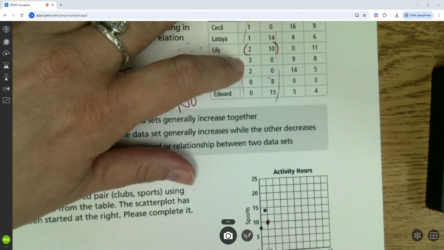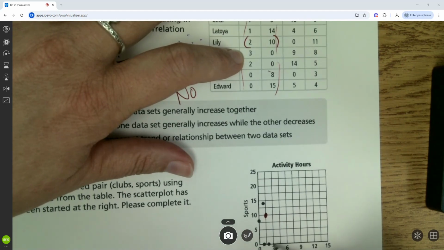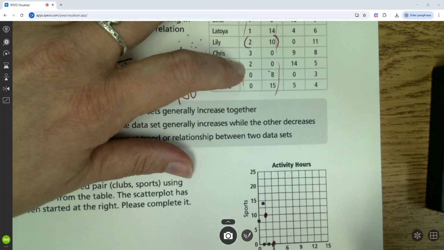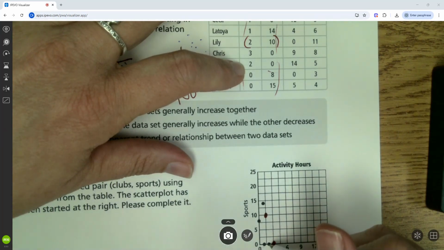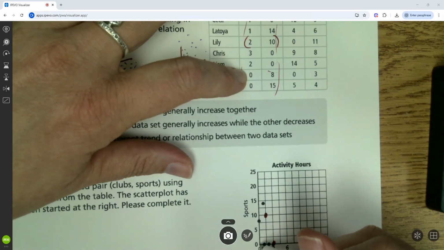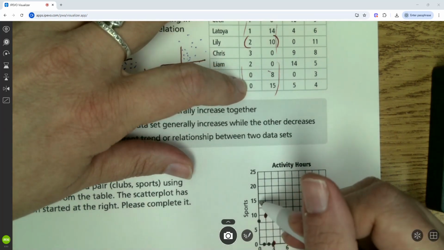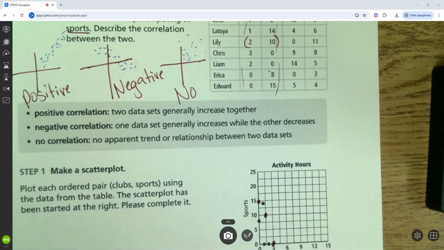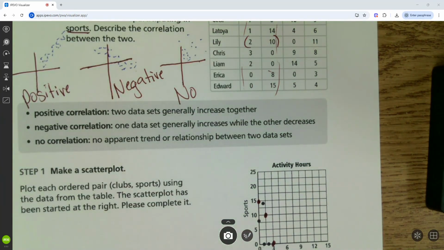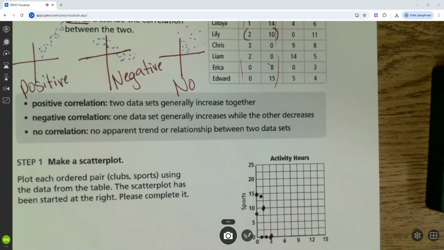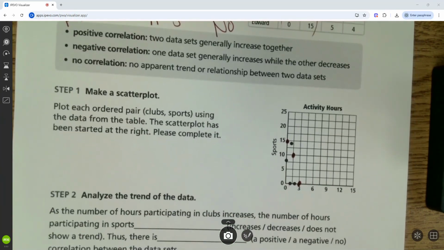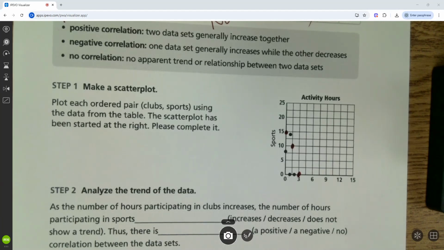That one wasn't given. 3, 0. Walk 3, climb 0. Walk 2, climb 0. That one's right there. Walk 0, climb 8. Walk 0, climb 15. Okay. So I'm looking at my data here, and I know it's kind of hard. At first, I'm thinking it's a no correlation.